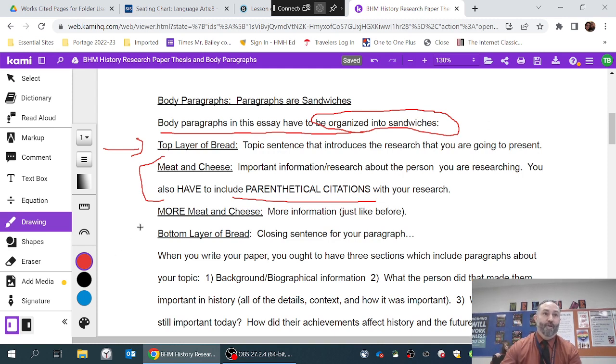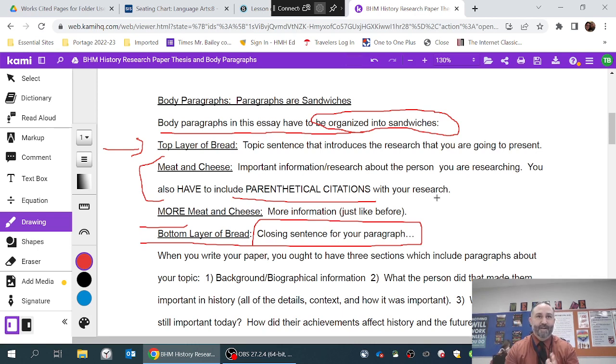You need to have more meat and cheese, which means more research. And it wouldn't hurt to have a third set of meat and cheese in your body paragraph. And then, of course, you have your bottom layer of bread, which is a closing sentence to your paragraph. So your paragraphs for this essay should all be individual sandwiches just like this. Now, you're going to have more than one sandwich per topic. You ought to have more than one paragraph sandwich for the biography. You should have more than one paragraph for the second section, which is what did that person do that made them important in history.